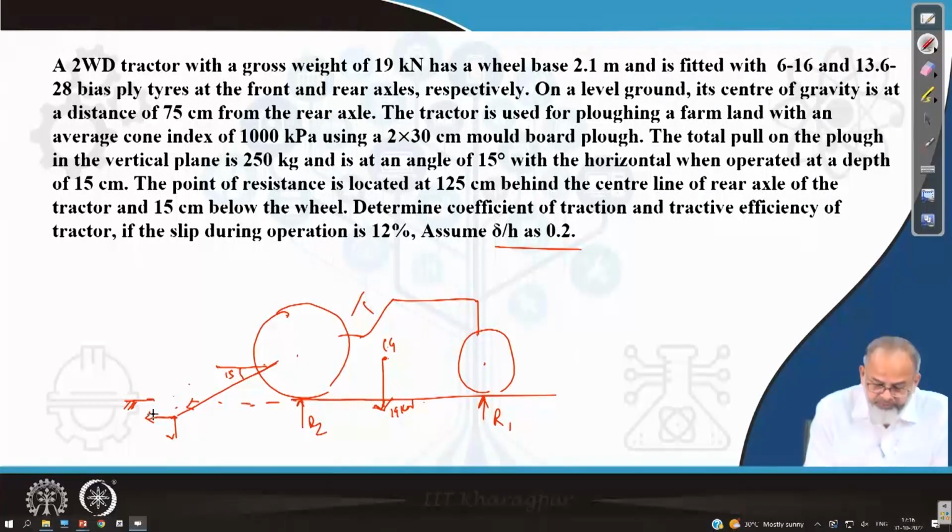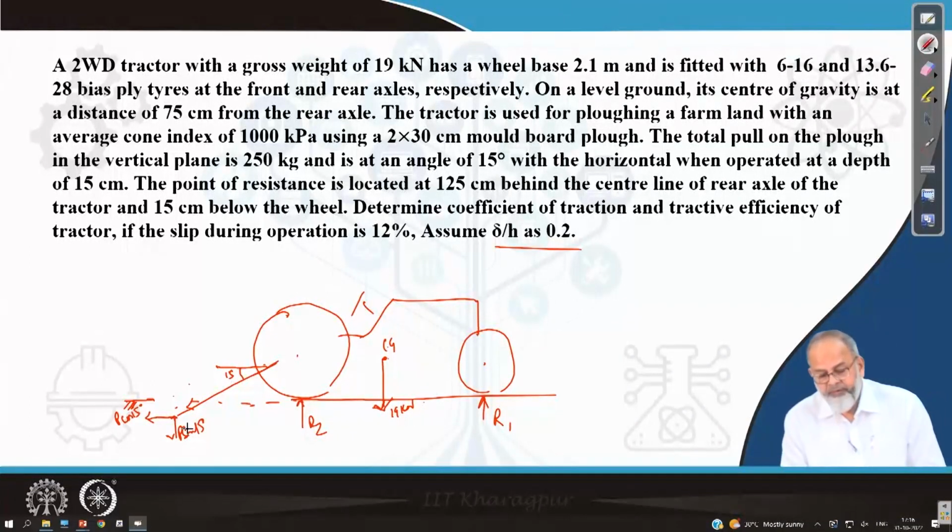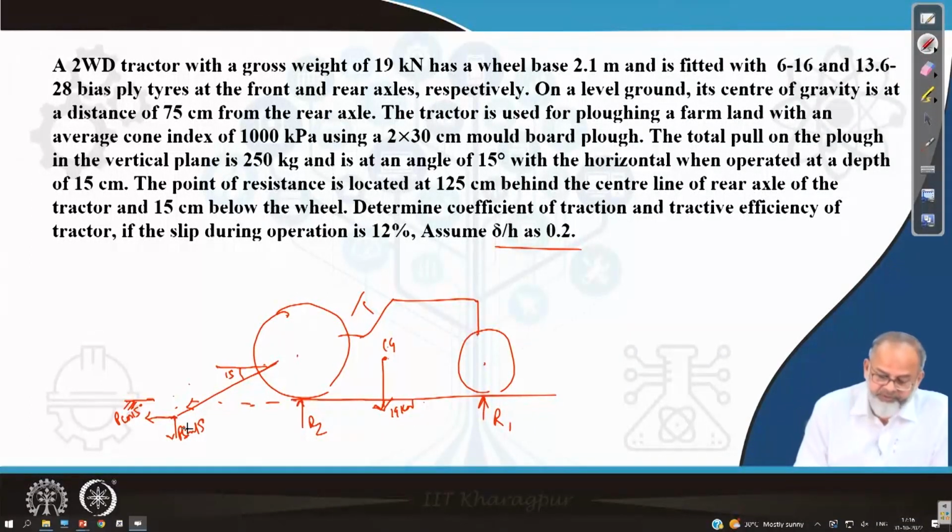So, this component will be P cos 15 degree and the vertical component is P sin 15 degree. Now, we have to find out what is the dynamic weight because of the pull. So, you have to take moments about R1 so that you can find out the dynamic weight in the rear wheel. Similarly, you have to take moment about R2 and then find out the dynamic weight on the front axle.